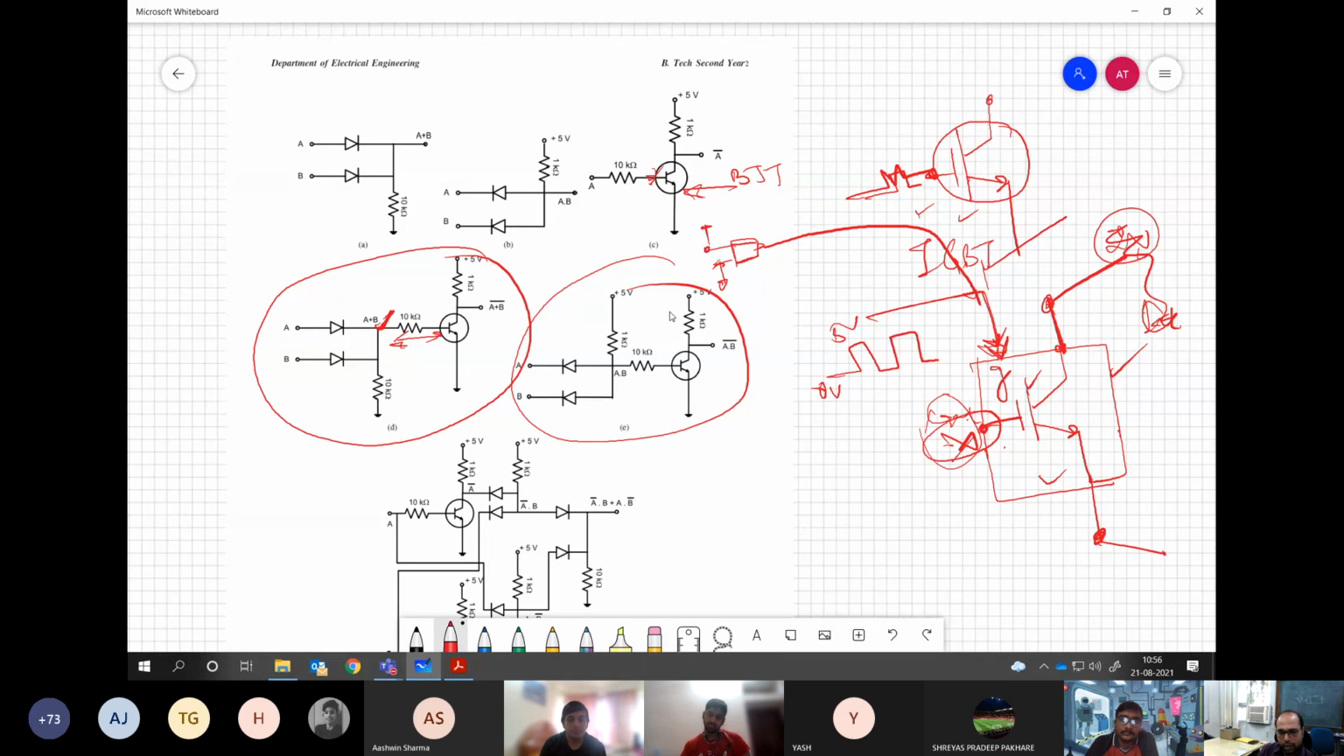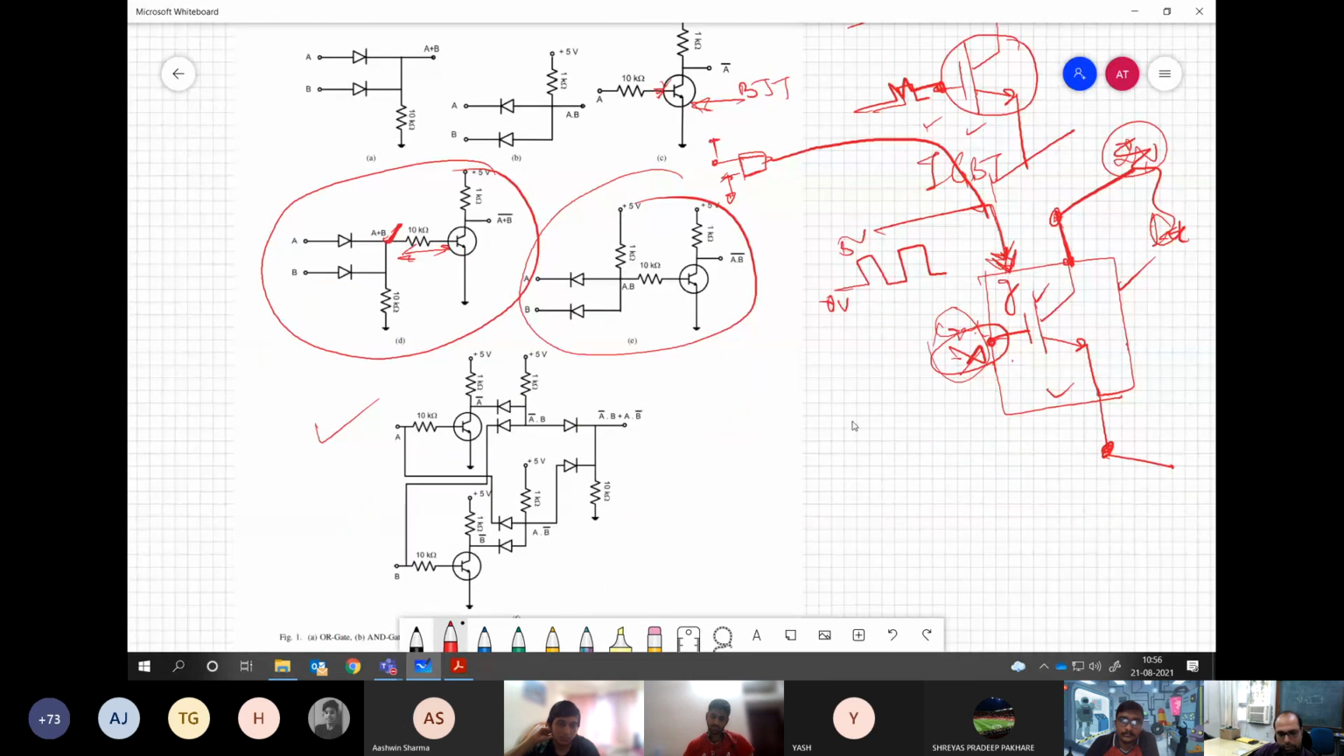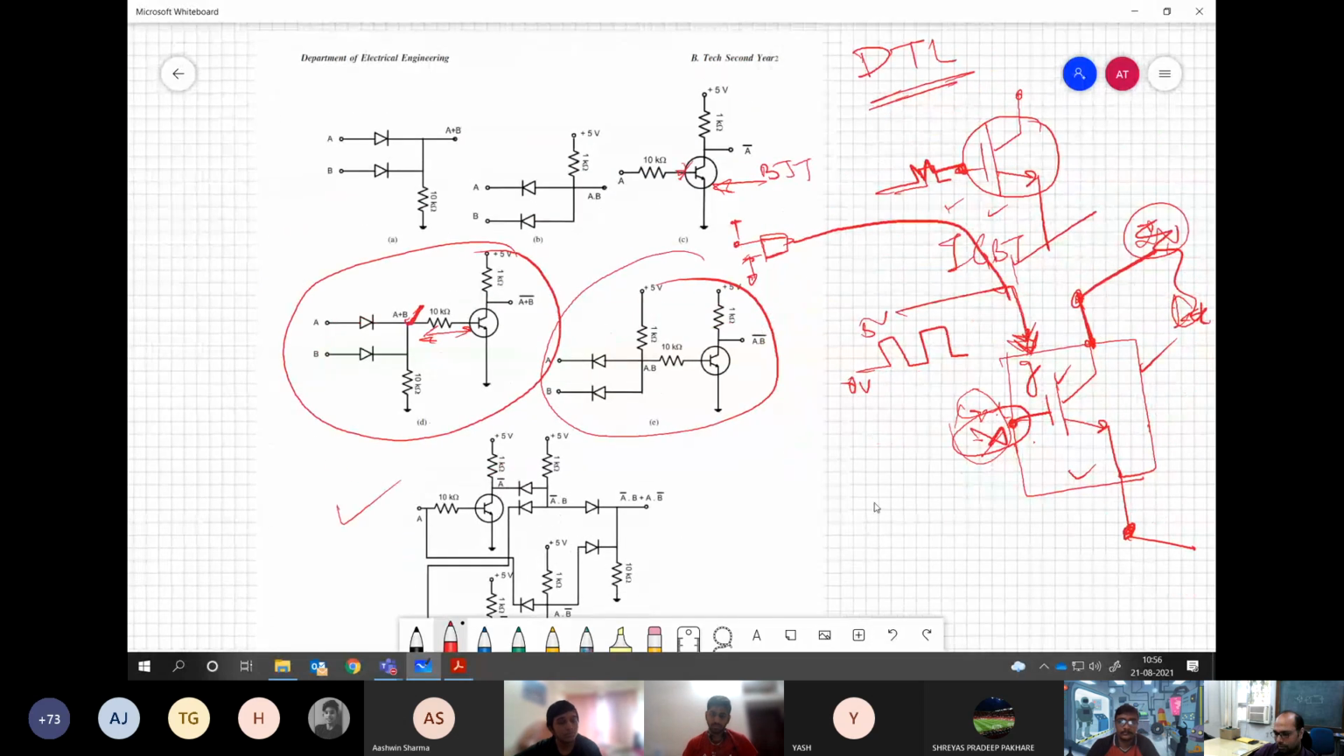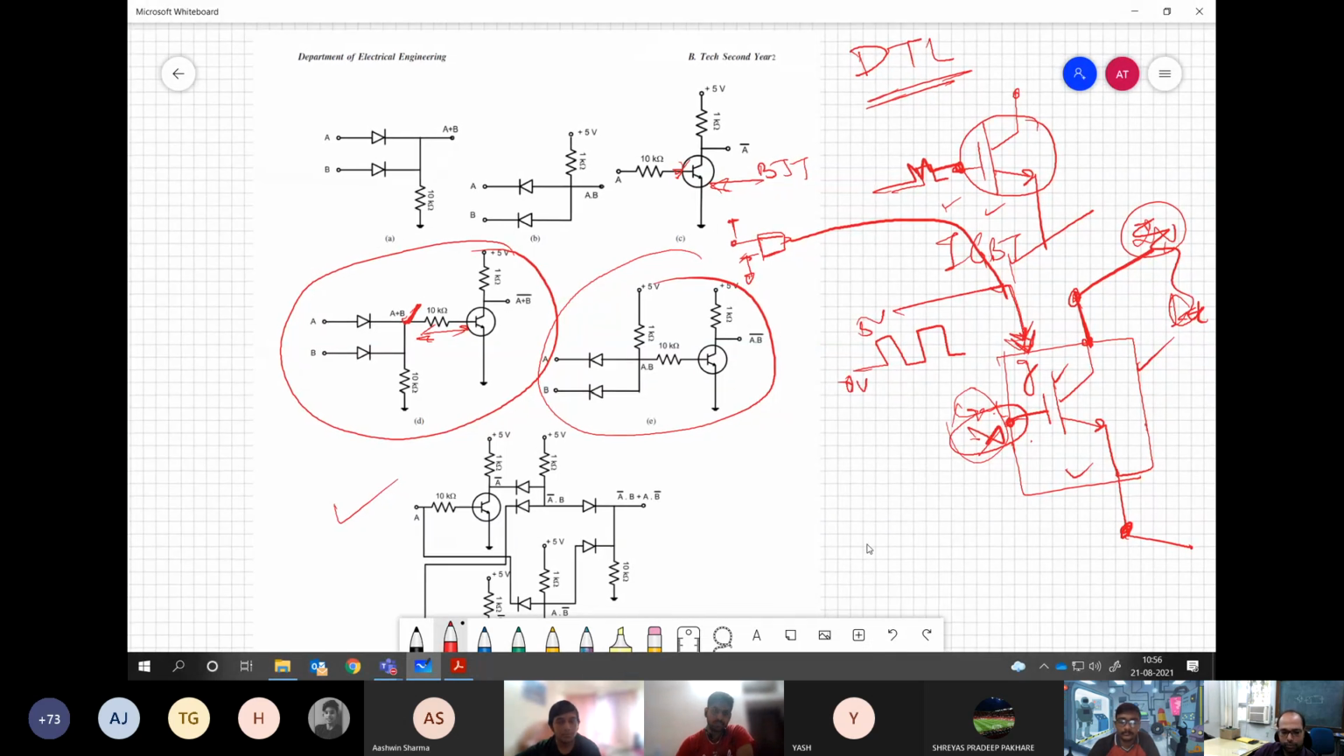Any other confusion in these circuits while you are doing the lab? Basically, up to this point where we have done the DTL, up to this, these lab experiments are given. Any confusion up to this point? Clear, everyone? Yes, sir. Good.